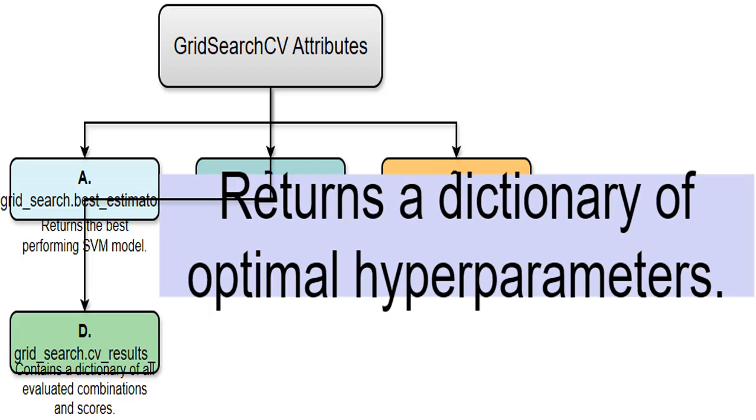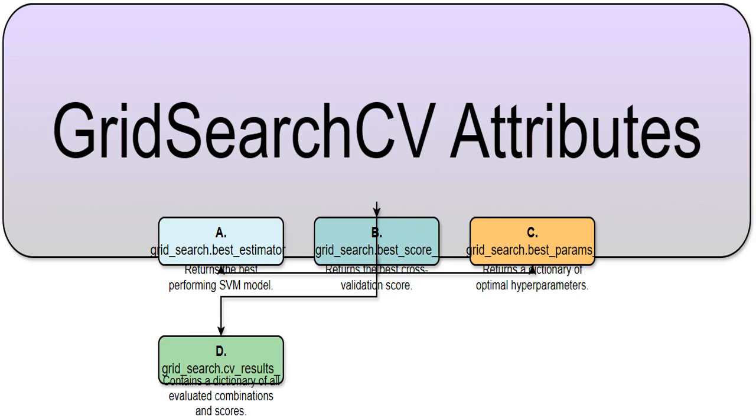This attribute is like a treasure map. It points directly to the best combination of settings, hyperparameters, for your support vector machine, SVM. It's a dictionary of key-value pairs, showing you exactly which values of parameters like C and gamma gave you the highest accuracy. For example, it might return something like C: 10, gamma: 0.1, telling you that a regularization parameter C of 10 and a kernel coefficient gamma of 0.1 produced the best model. Think of this as a detailed report card.